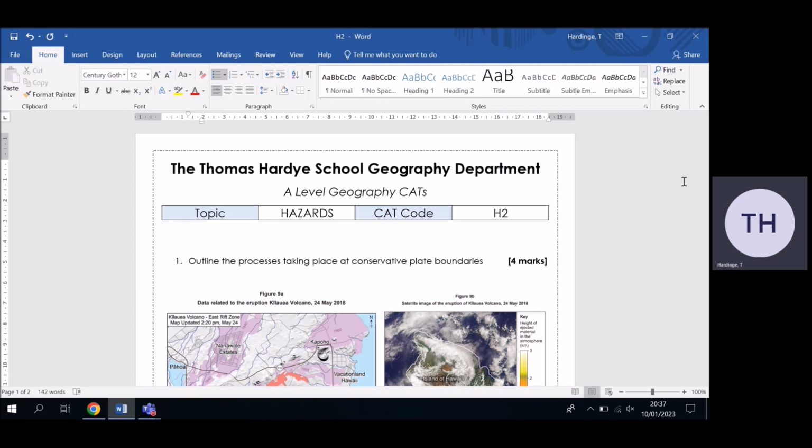First question, 4 marker on processes taking place at conservative plate boundaries. Hopefully you're fairly familiar with how to answer 4-mark questions by now. Make sure you say 4 specific things and make sure that you focus on conservative plate boundaries. Don't accidentally write about them.